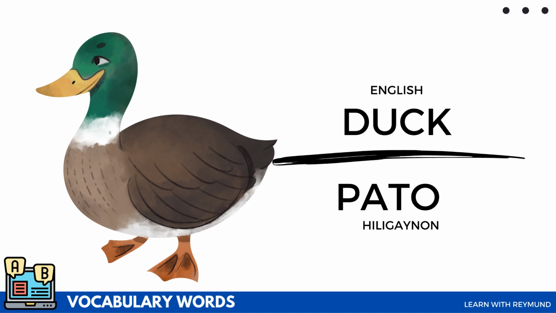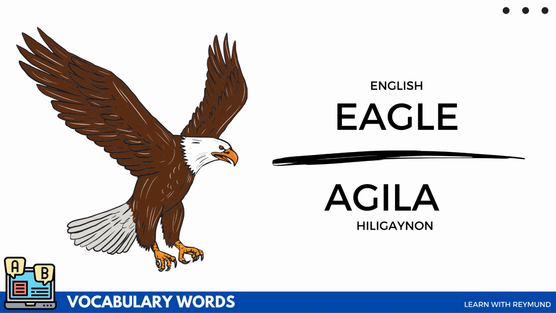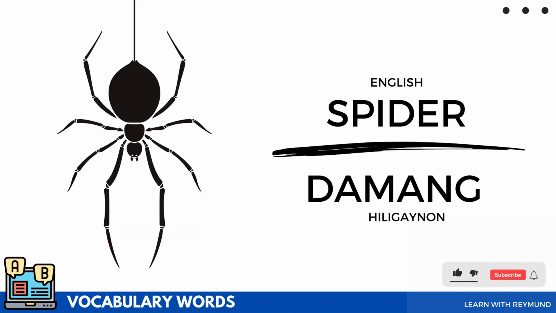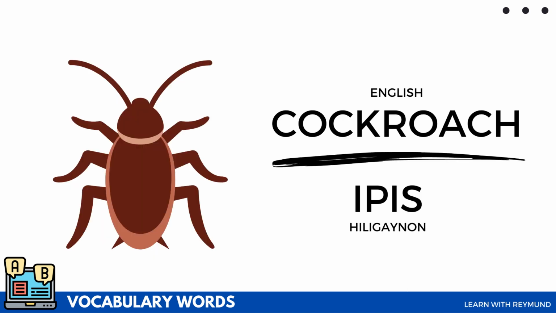Duck, pato. We also have an eagle in English, and in Hiligaynon, it's an agila. Eagle, agila. In English, it's an ant, and in Hiligaynon, it's a subay. Ant, subay. In English, it's a spider, and in Hiligaynon, it's a damang. Spider, damang. We also have a cockroach in English, and in Hiligaynon, it's an ipis.